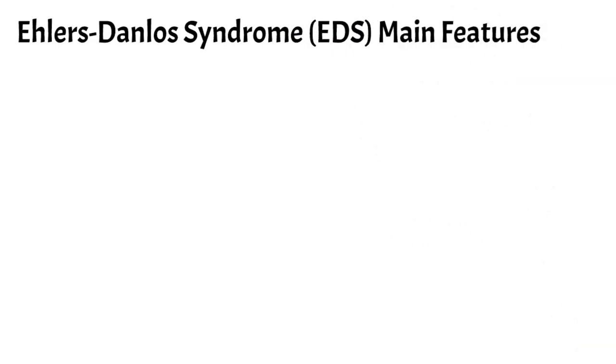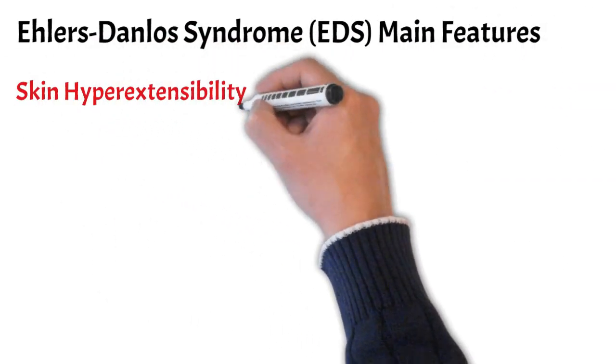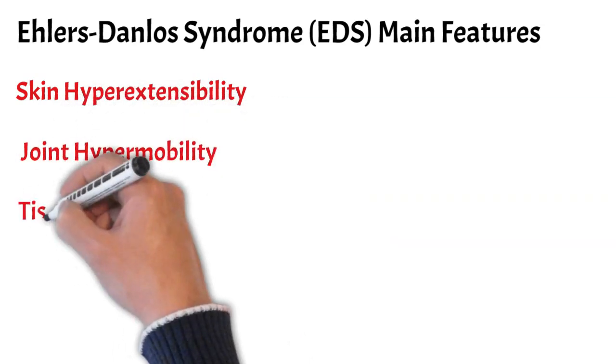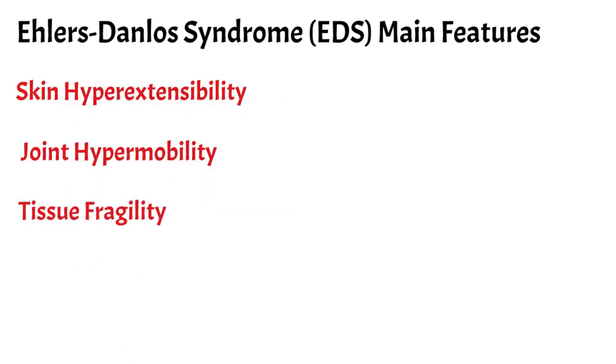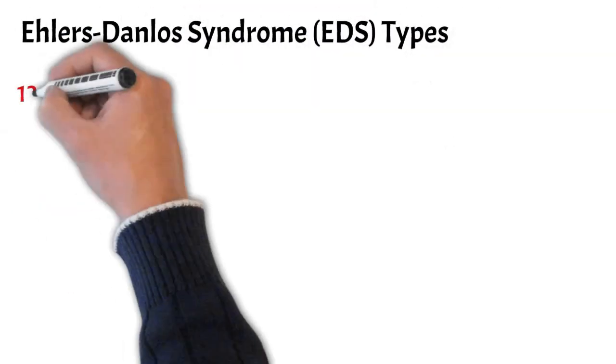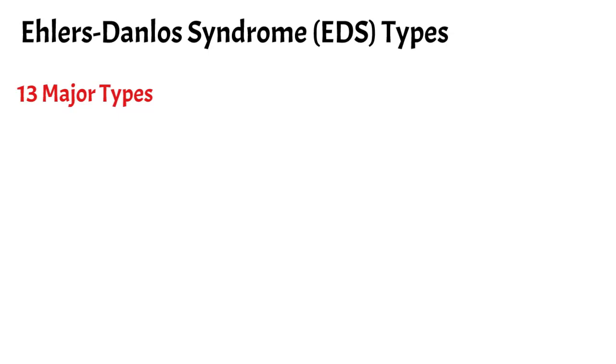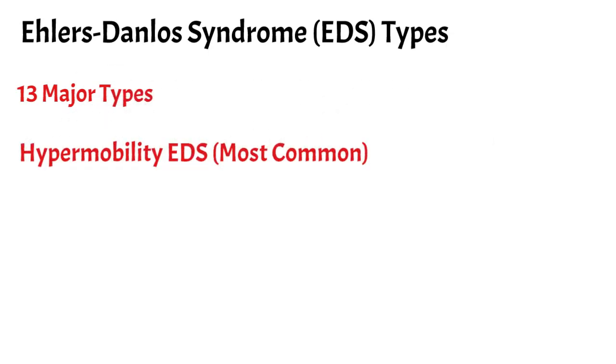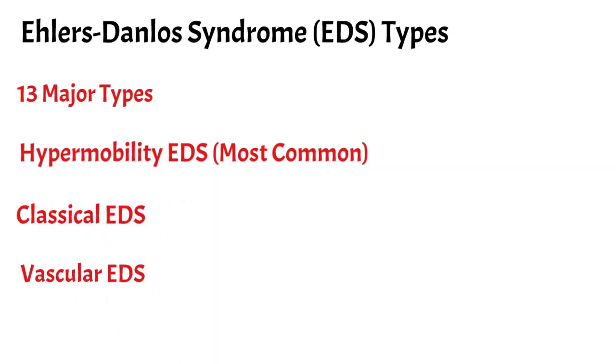The main features associated with Ehlers-Danlos Syndrome include skin hyperextensibility, joint hypermobility, and tissue fragility. Currently, there are 13 major types of Ehlers-Danlos Syndrome. Hypermobility EDS is the most common, followed by classical EDS and then vascular EDS.